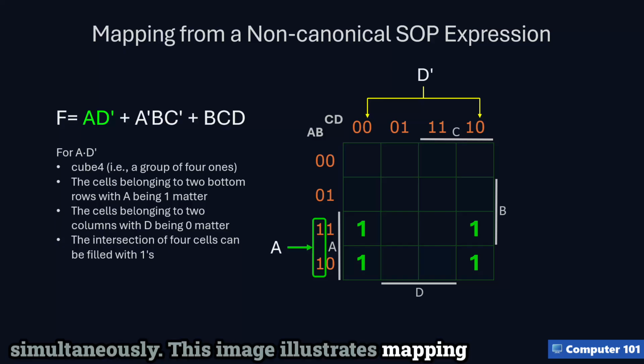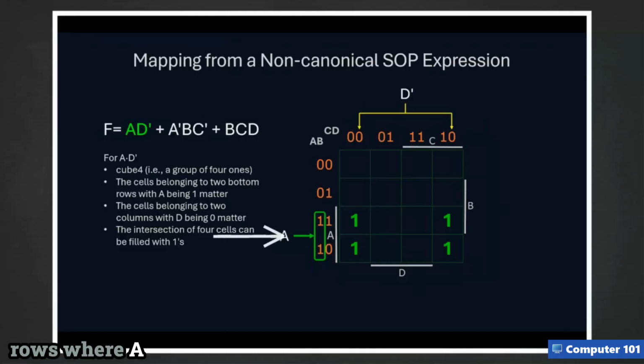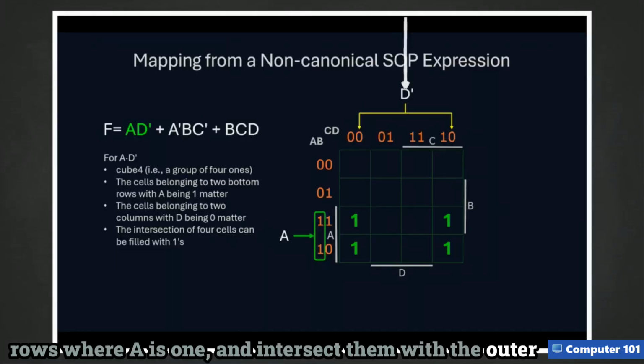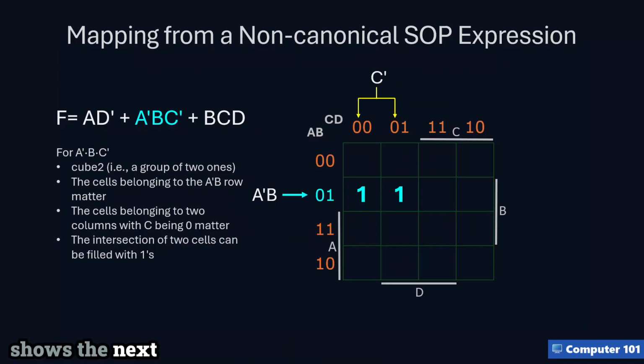This image illustrates mapping the first term, A and not D. Because B and C are missing, we look for intersections. We highlight the bottom two rows where A is 1 and intersect them with the outer columns where D is 0, giving 4 cells.